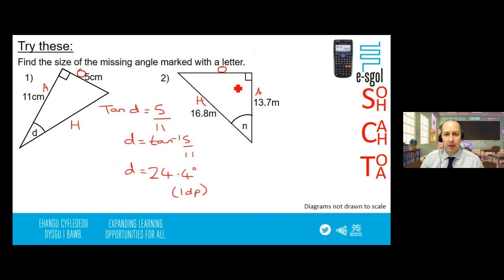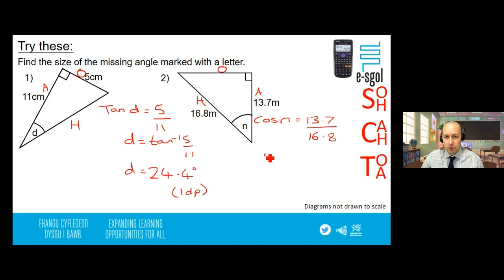In this question, I've got no information for the opposite side, but I have got some information for the hypotenuse and the adjacent. So I'm looking at the cos formula for this one. It looks good because that uses A and H. So I'm going to put cos of angle N in this case is equal to 13.7 divided by 16.8.